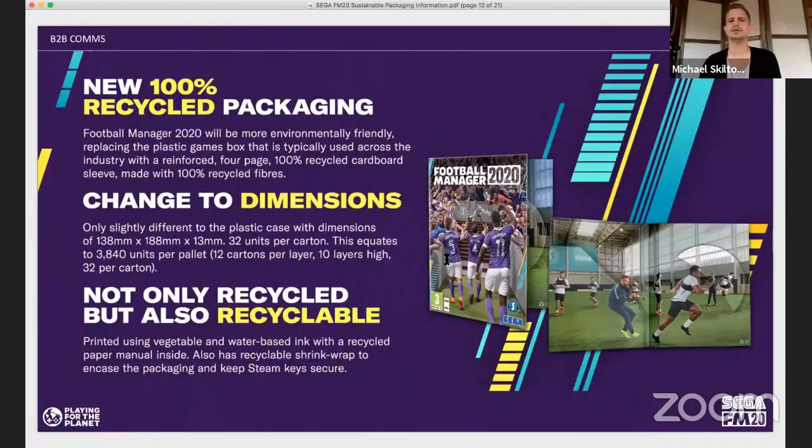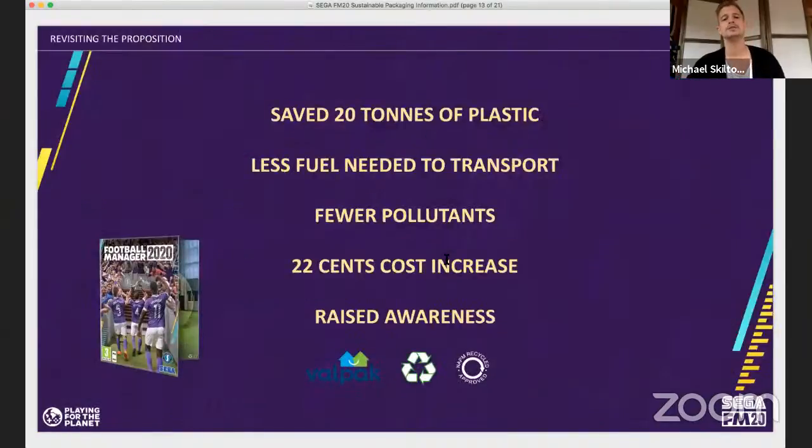So what we're looking to do, guys, is to create 100% recycled packaging. Okay, we're looking to change the dimensions, so the dimensions of the plastic case are ever so slightly different, and not only to be recycled but also to be recyclable, so that these have come from recycled materials and that we can also recycle the materials themselves. Okay, by doing so, they saved 20 tons of plastic. There was less fuel needed to transport them because you could fit more into a lorry or a shipping container. There were fewer pollutants used in the manufacturing process.